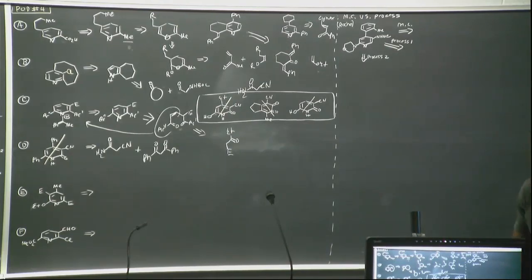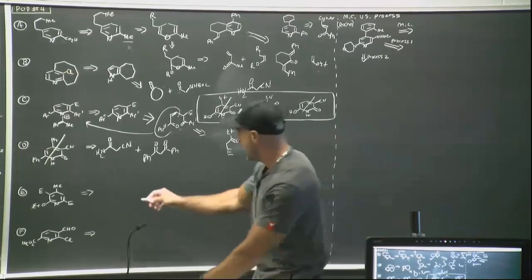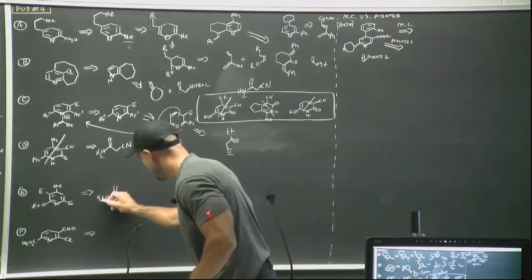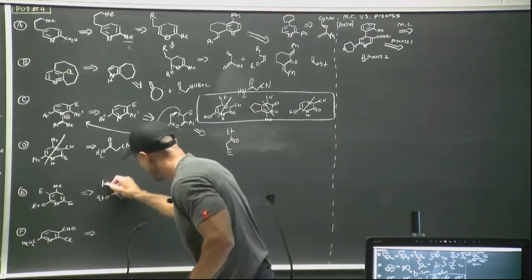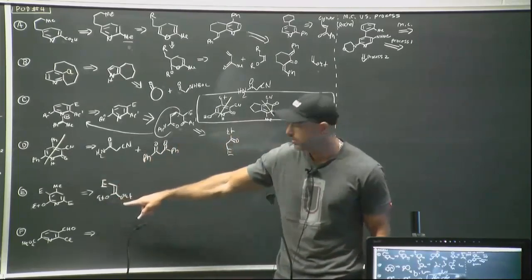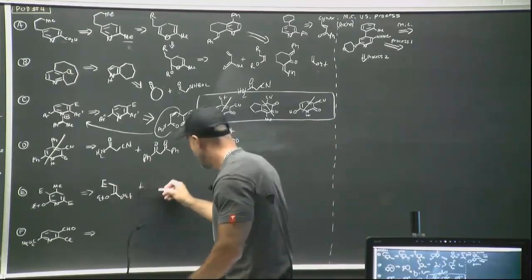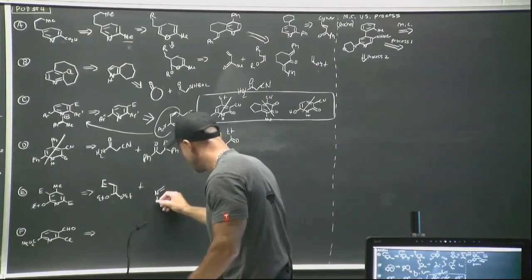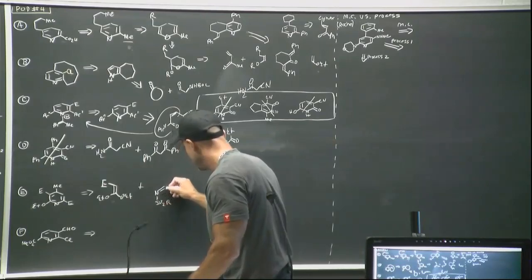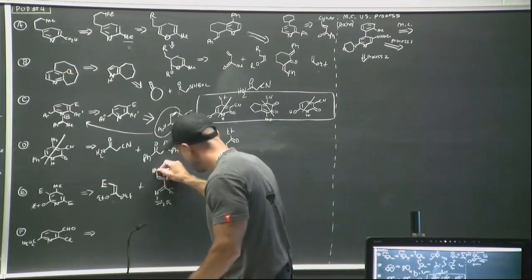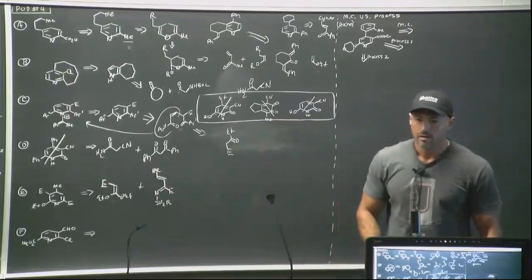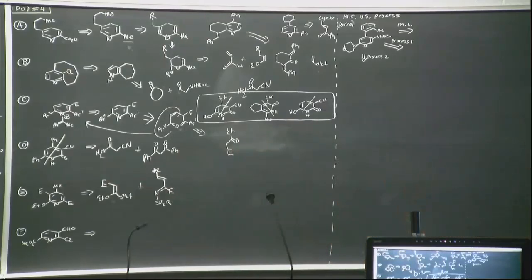Okay, the next one. The clue here is we're going to use some sort of Boger logic. And I'm going to save you the time here and write out what he did. So this we will see many times as a type of intermediate. This is very easy to make. And the way Dale put this together was by using kind of like a Ciufolini method. It's an inverse electron Diels-Alder. Jin, you remember that? Inverse electron Diels-Alder, we're done.